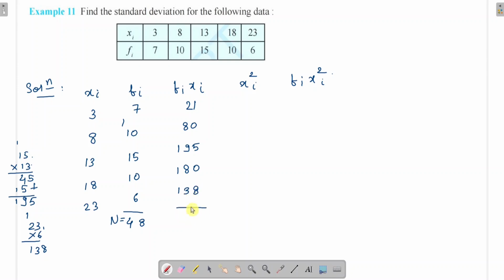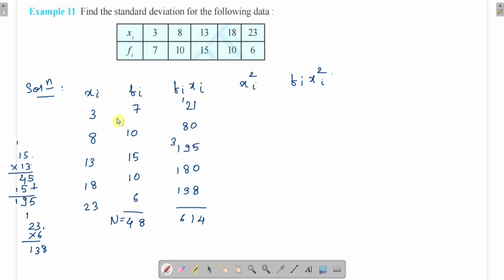Let us calculate the sum of this: 21 plus 80 is 101, plus 195 is 296, plus 180 is 476, plus 138 is 614.